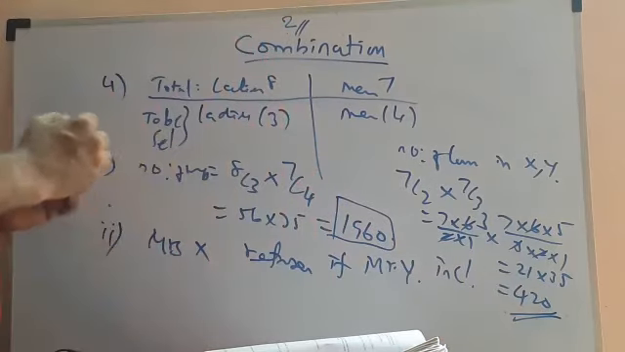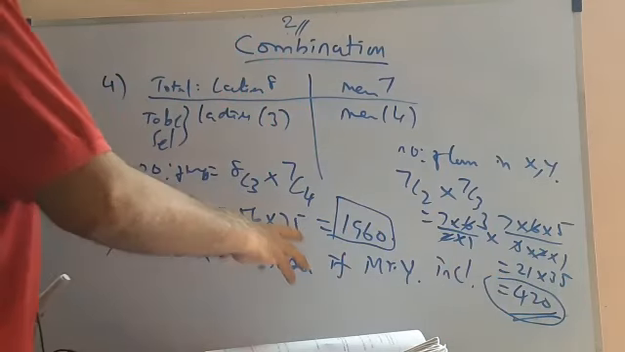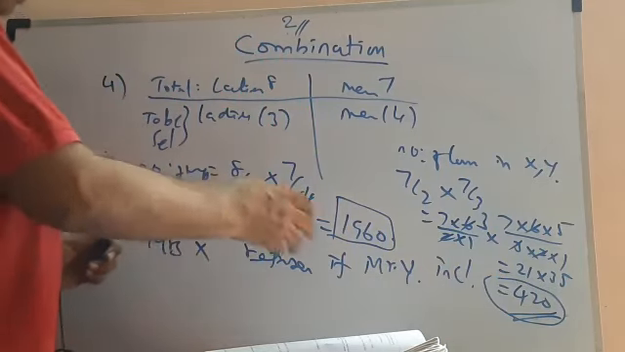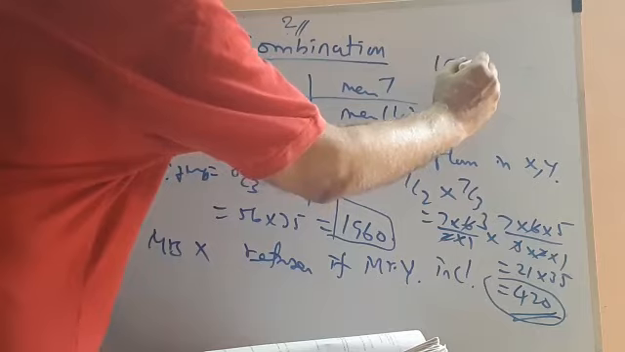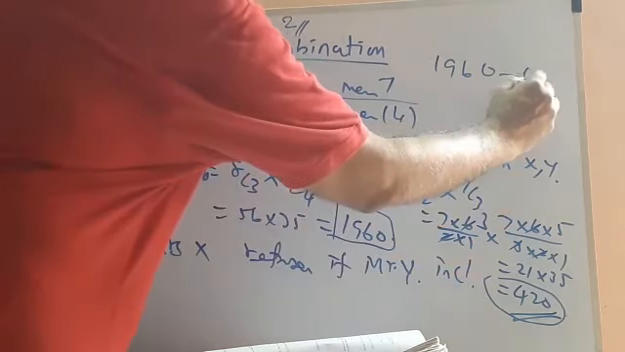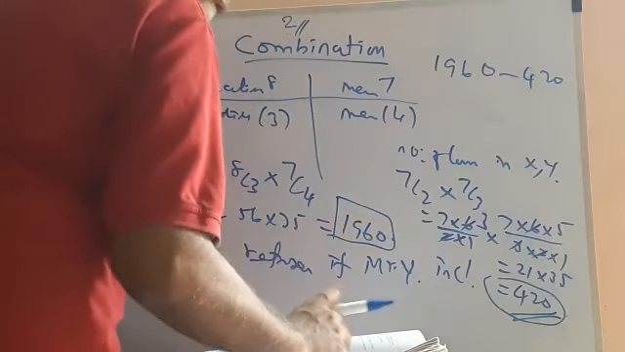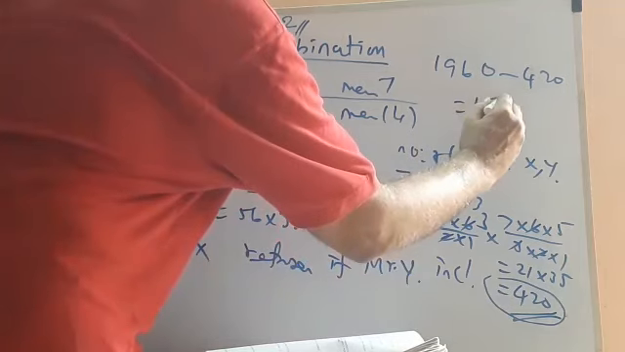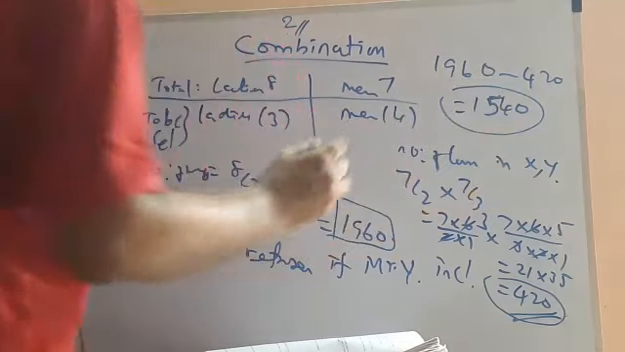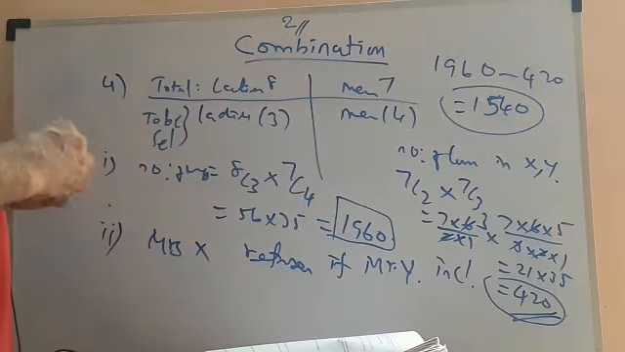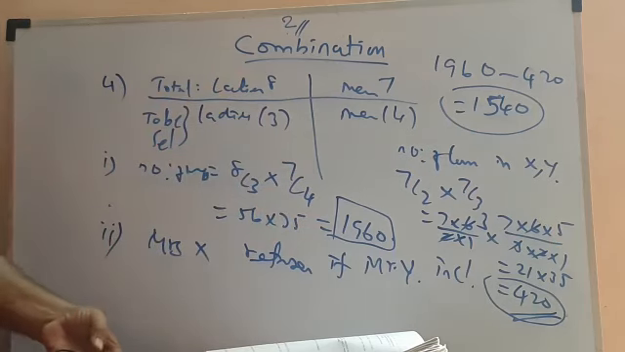Now I can find the number of selections in which if X is there, Y is not there, Y is there, X is not there, or both are not there. So I can find the required number of selections by subtracting 420 from 1960. So 420 from 1960 is 1540. So we have got 1540 possible selections in which if X is there, Y is not there, Y is there, X is not there, or both are not there, right?